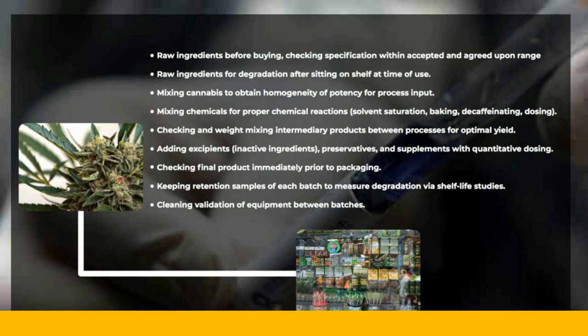we've talked about mixing to obtain homogeneity of potency for process input. And then once you've extracted, you're also going to look at mixing chemicals to ensure proper chemical reactions. This is done for solvent saturation. This is done in any sort of baking. It's a process used in making your decaf coffee or for any sort of dosing.